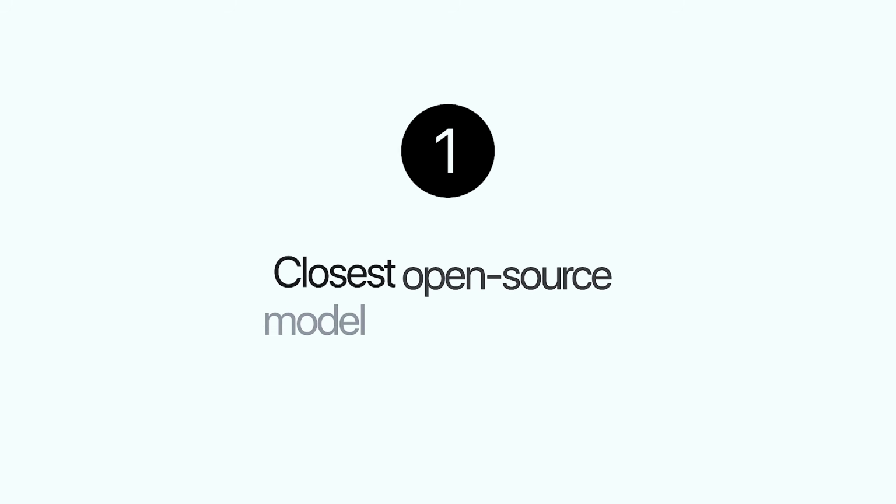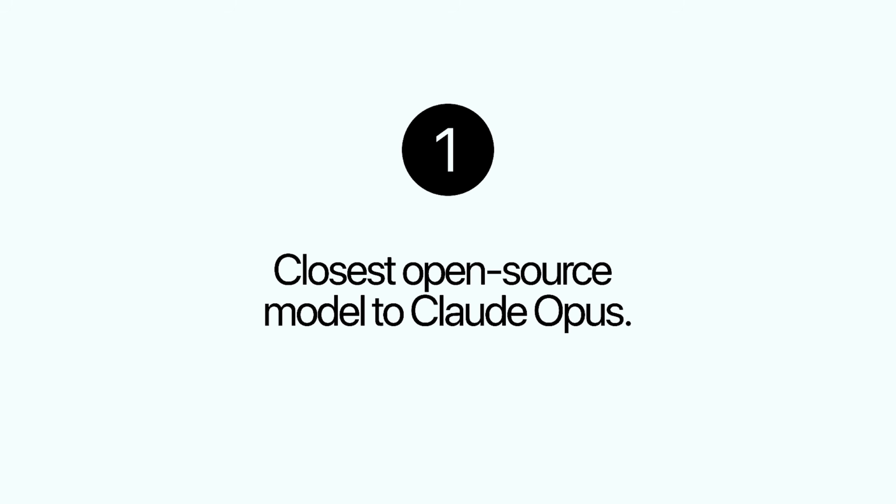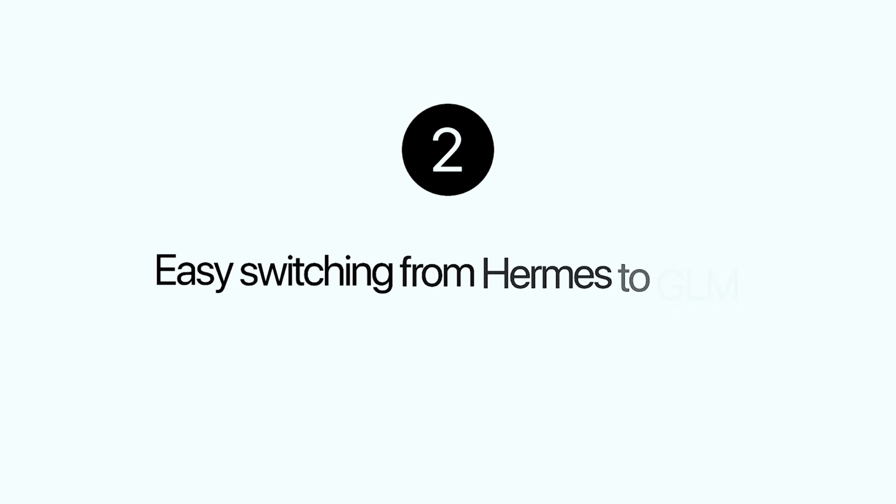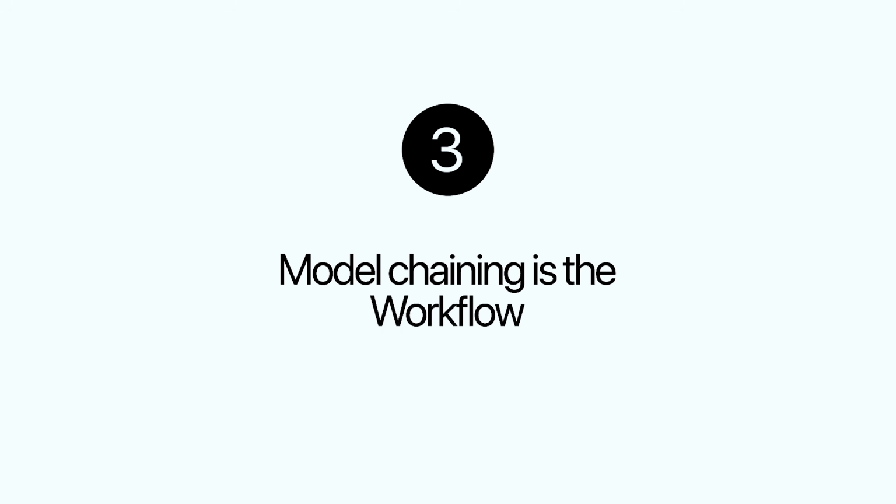Now, three things to take away here. One, GLM 5.2 is the closest open source has ever gotten to Claude Opus. Same results and comparable costs. You just watched me doing this. Number two is switching Hermes to GLM is literally just one step. You can do it in seconds. And number three is model chaining is the workflow. Local for everyday tasks, GLM, Gemma, open source models for execution, and then Opus only when you genuinely need it.